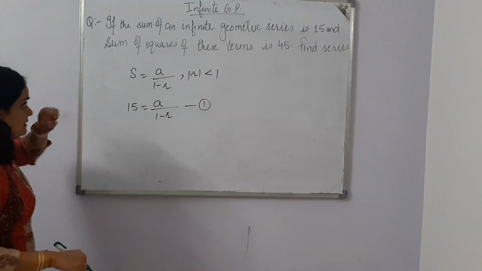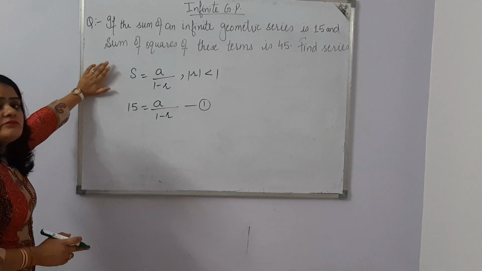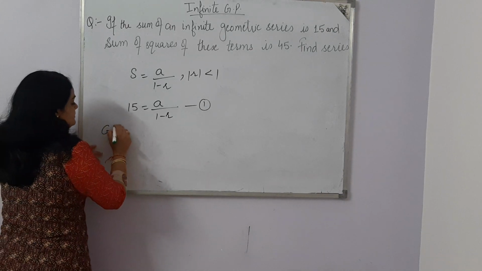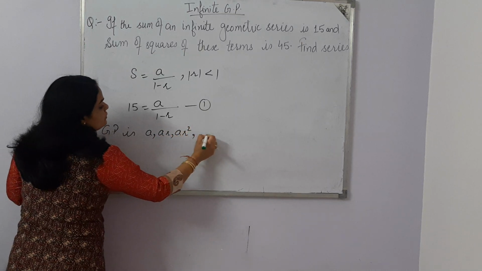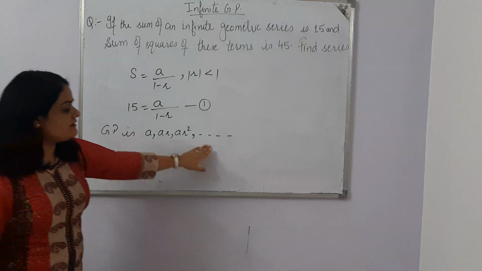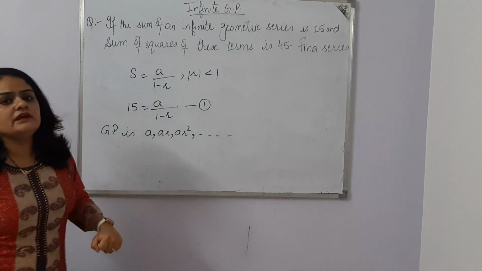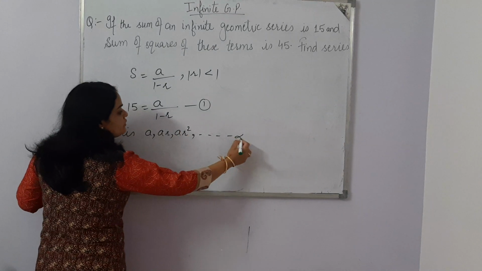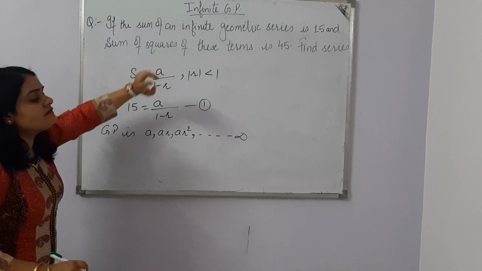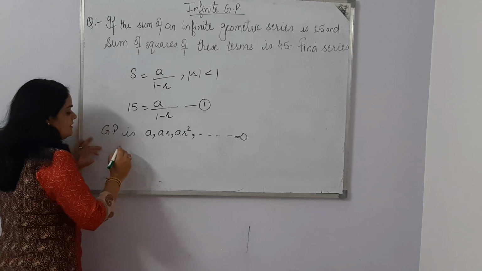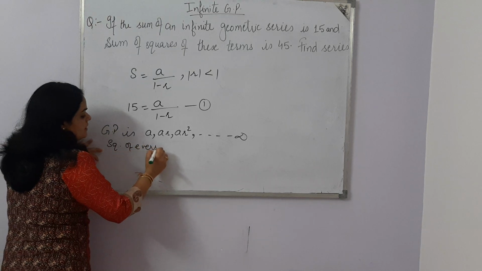Now the second thing is the sum of squares of these terms. These are the terms of the GP. So the GP is a, ar, ar square, and so on up to, as this is an infinite GP, so we don't have an nth term. First term is a, second term is ar, third term is ar square, so on up to infinity. Now he is asking for the sum of squares of every term. That means first of all we'll square every term.